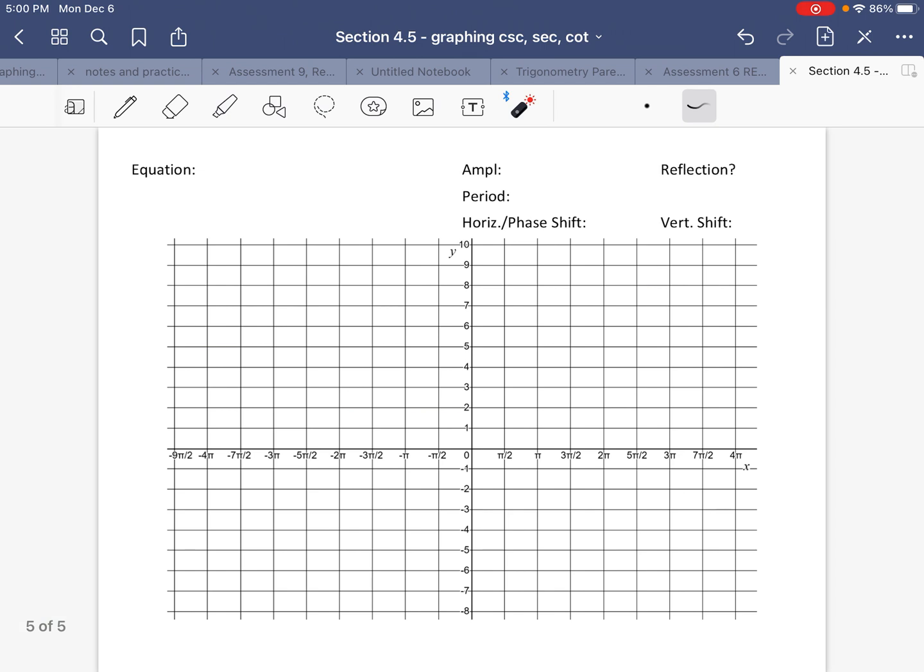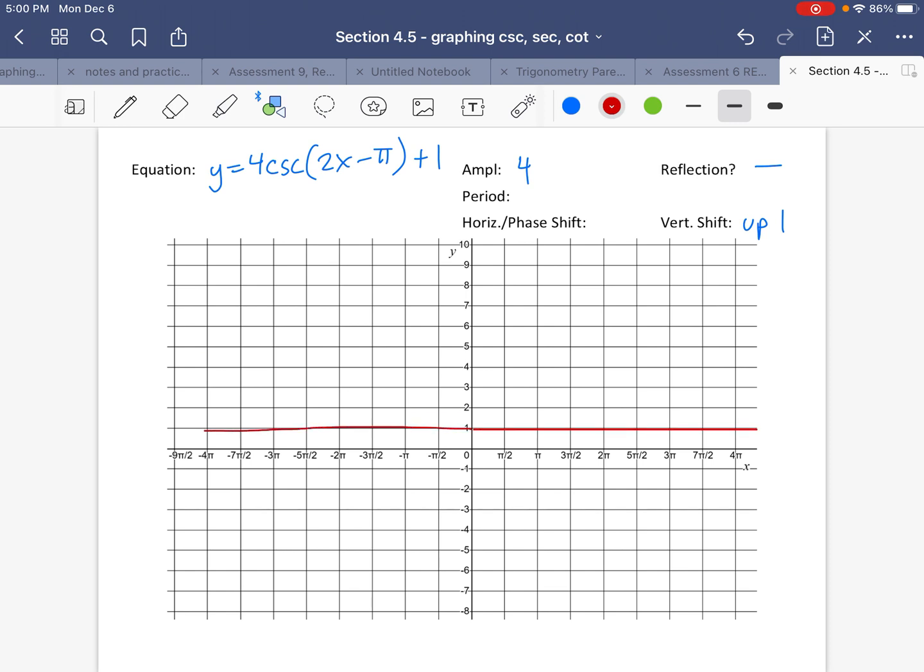Okay, last one here. My equation is going to be y equals 4 cosecant of 2x minus pi plus 1. So amplitude 4, reflection, nope, and vertical shift, yes, up 1. From those things, I can do what I did before and know that my new center is going to be here at 1.